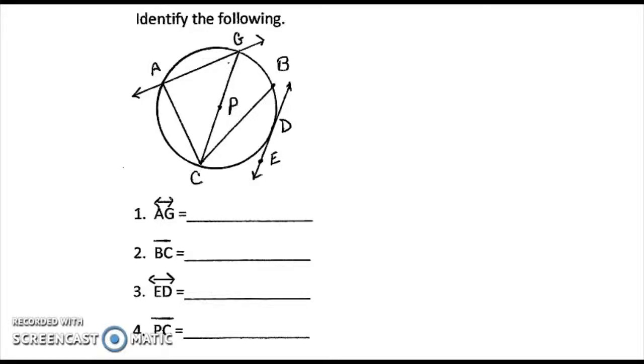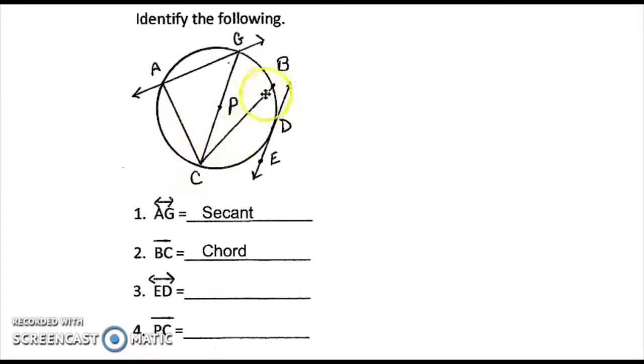Okay, the Circles 1 study guide. The first four are asking you to identify the lines and line segments shown. For number 1, it is asking you to identify the line AG. This one's going to be a secant because it is intersecting the circle at 2 points, so it is a secant. Number 2, BC. That is going to be a chord.